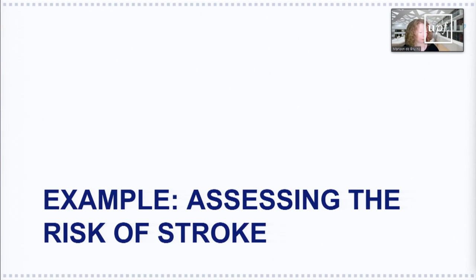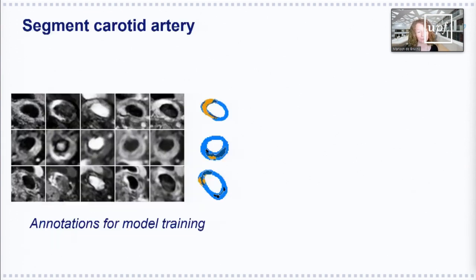I want to show you a couple of examples. First one is assessing the risk of stroke. And for this, we will analyze images of the carotid artery, the artery in the neck. In this artery, plaques, blood clots can appear, and that is dangerous because they may get loose and then travel to the brain and block an artery in the brain. That blockage is a stroke, an ischemic stroke.